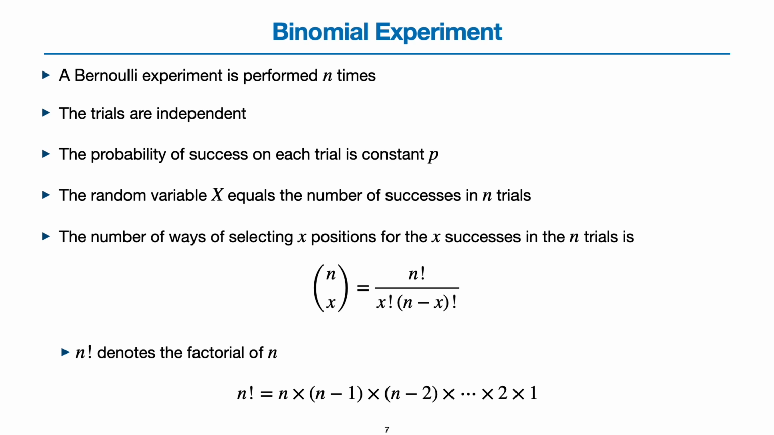And if you're not familiar with this notation, n factorial is basically multiplication of all integers from n to 1. So if you have 2 factorial, that's 2 times 1, which is 2. 3 factorial, that's 3 times 2 times 1, which is 6. And also by definition, we use 0 factorial to be 1.